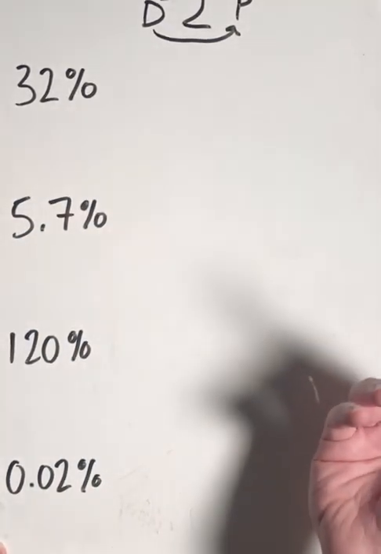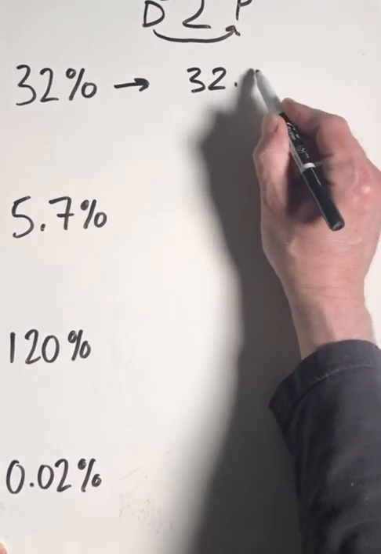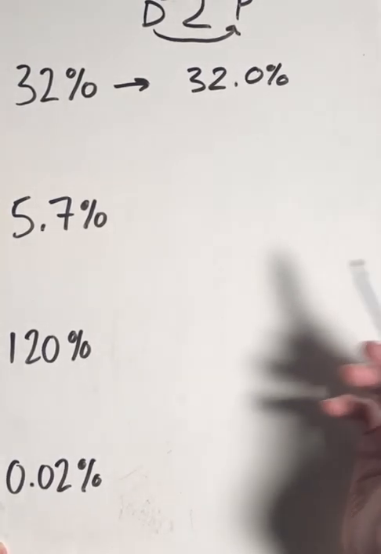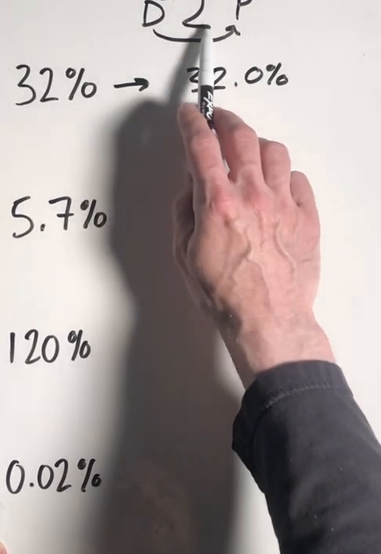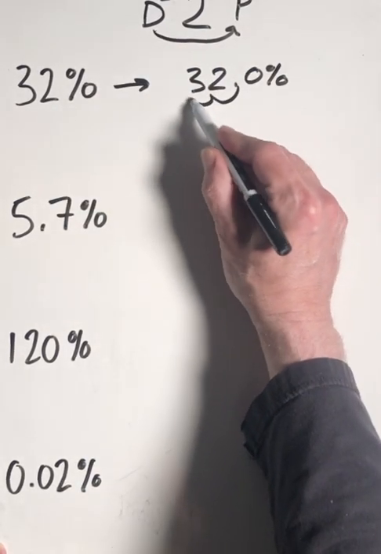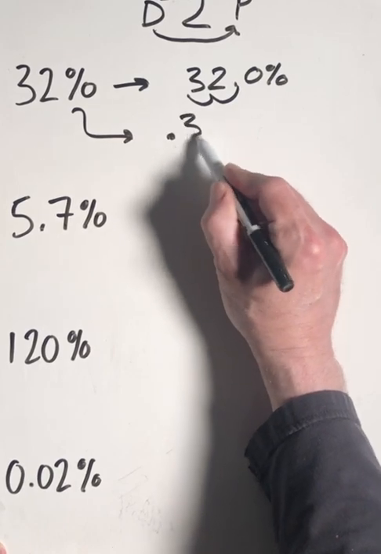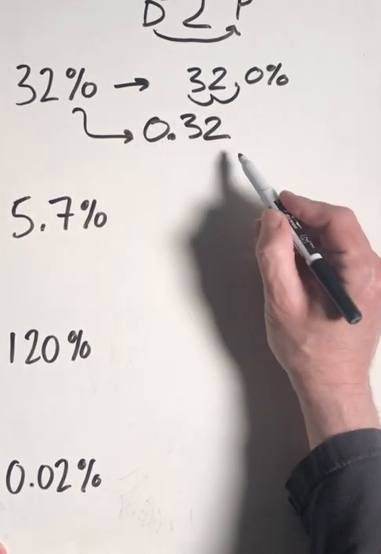And you might say, well, there is no decimal point there. Well, there really is. It's really 32.0%. And if we want to go from this percent to a decimal, we need to move the decimal point 2 places to the left. So 32% as a decimal would be 0.32.